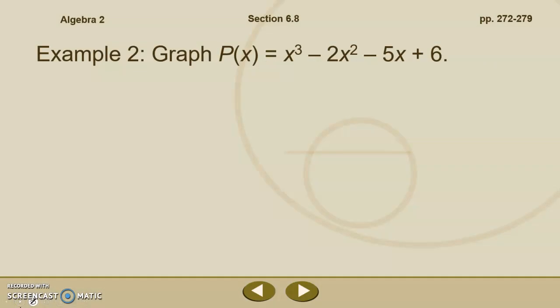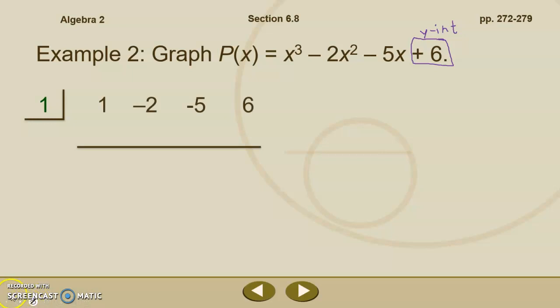So when we're graphing, here's what we're going to do. First thing we're going to do is find and graph the x and y-intercepts. The y-intercept is just your constant term. Your x-intercepts are your roots or your zeros that you get from factoring. So that's the first thing that we want to do, find and graph the x and y-intercepts.